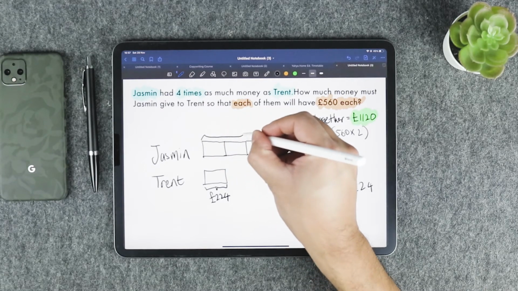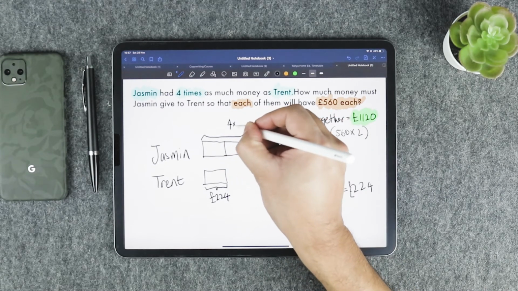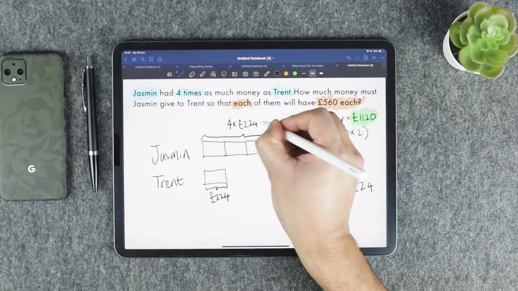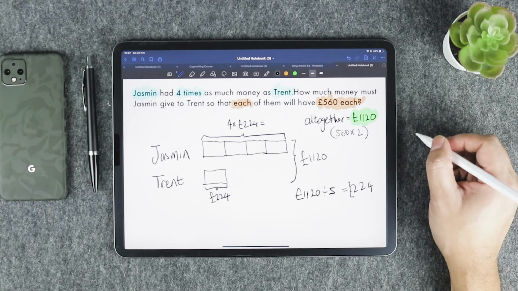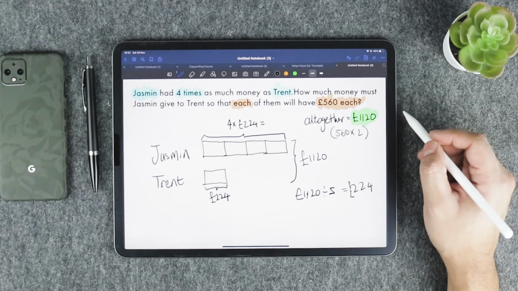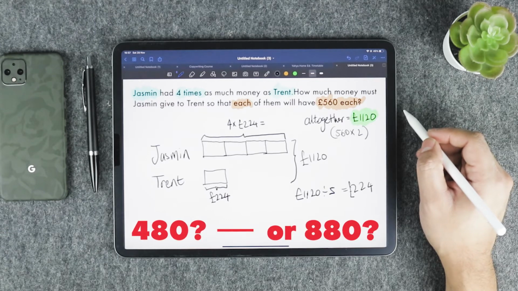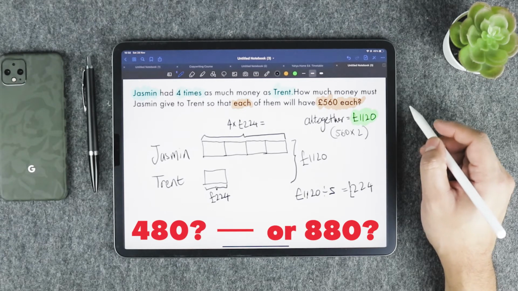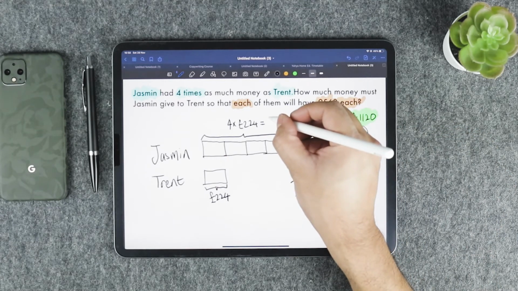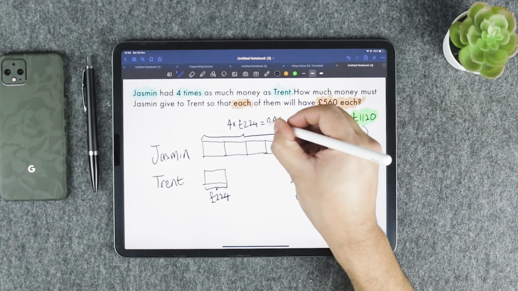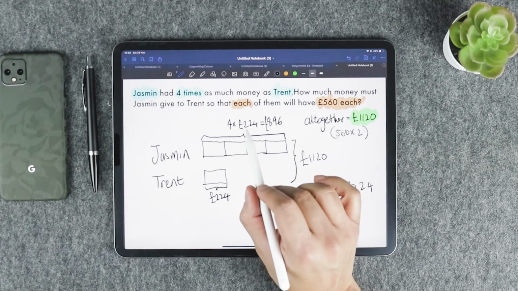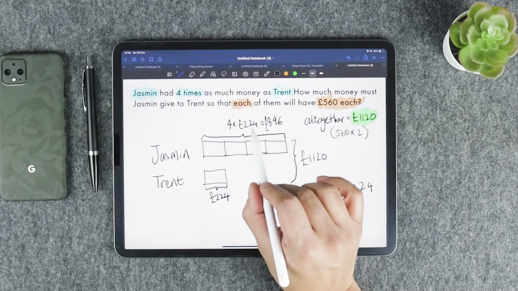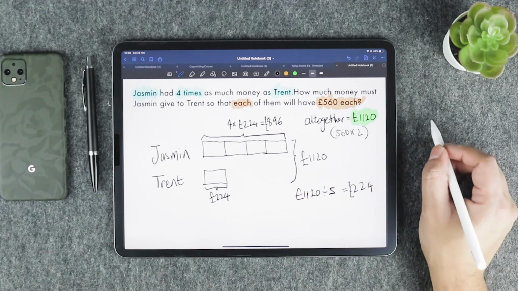So she's got 4 times £224, which is going to give me 4 times £200 is £800. 4 times £20 is £80. That's 880 so far. And 4 times 4 is 16. 880 plus 16 is 896. So 4 times 200 is 800, 4 times 20 is 80, 4 times 4 is 16. 80 plus 16 is 96. So you've got 896 altogether. So Jasmin has £896, Trent has £224, altogether they have £1,120.